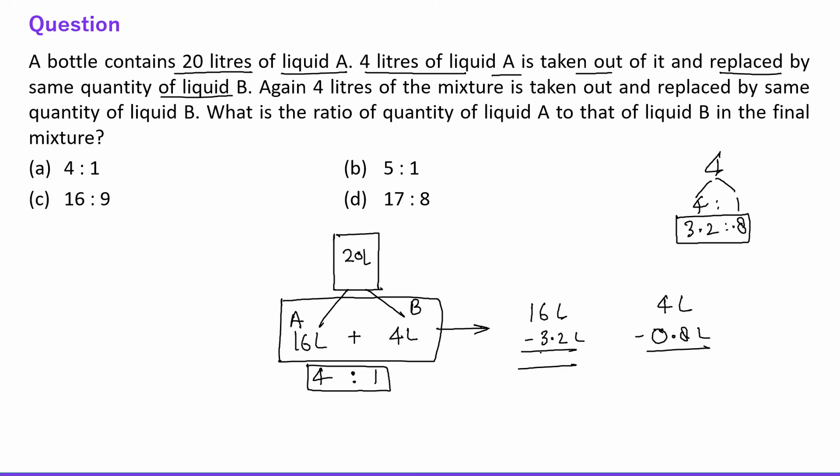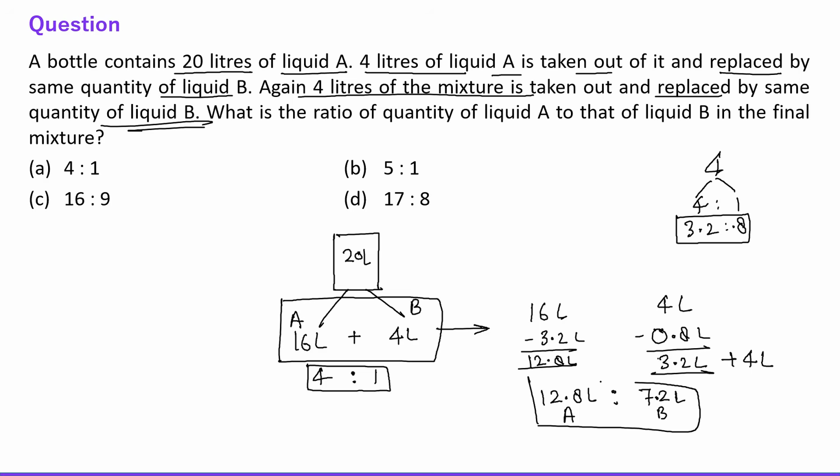Right? Just subtract it. You will get 12.8 liter and this is 3.2 liter. After that, the question is saying again 4 liter of mixture is taken out and replaced by the same quantity of B. And then the same quantity of B is again added. So 4 liter of B is again added. So 12.8 of A and 7.2 liter of B. So now this is the new composition of the mixture.